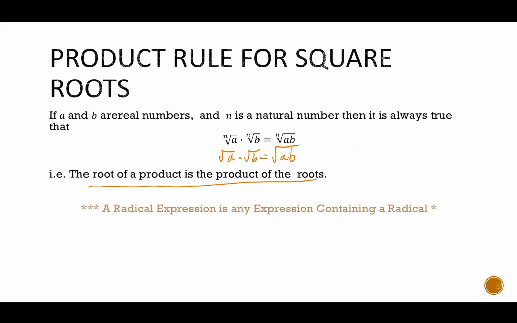So I could have the square root of 2 times the square root of x. That'd be the square root of 2x. I could have the square root of 4 times the square root of x squared. That would be the square root of 4x squared, which is 2x, right? So that's how we're going to use the product rule for square roots.